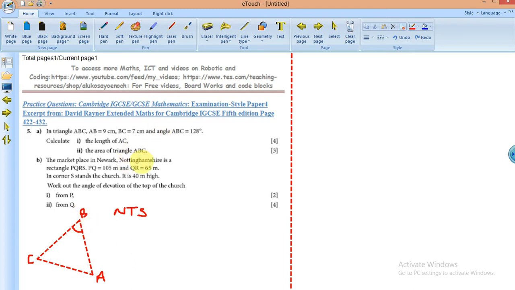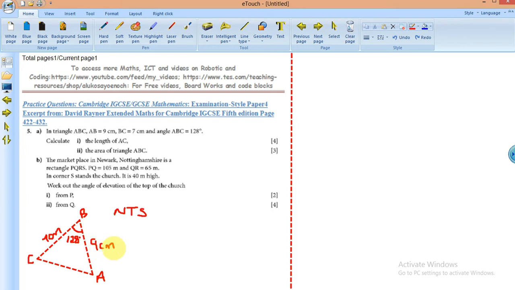Okay, so let's complete that. 128 degrees is the included angle B, that is angle ABC. Then BC is 7 centimeters, and AB is 9 centimeters.